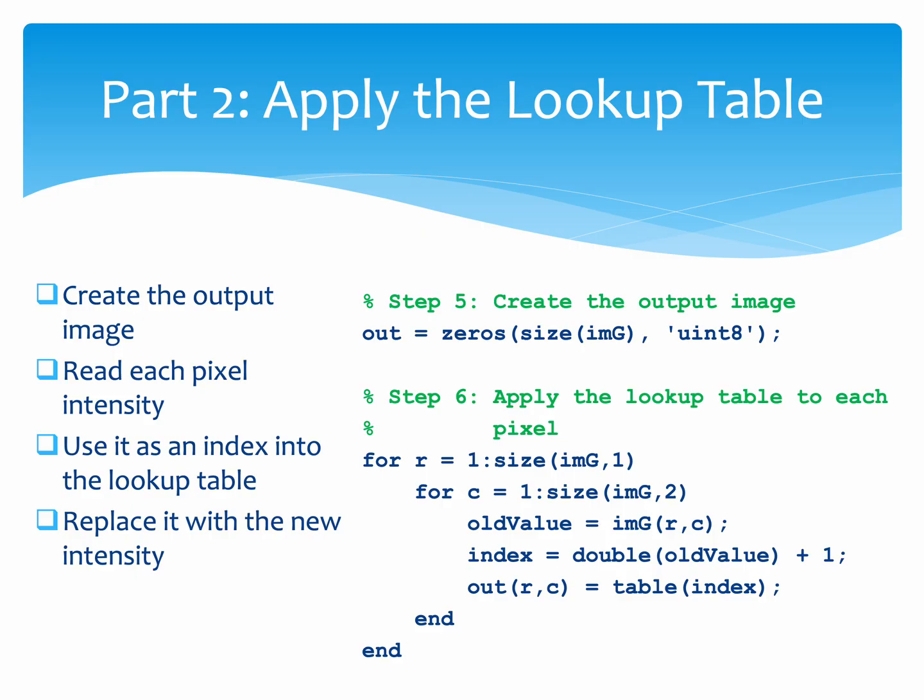So, double(old_value) + 1 allows us to correctly use the original pixel value as an index into the lookup table. Then, we use that index to find the new intensity value from the lookup table. Finally, we store the new value in the corresponding position of the output image. In this way, we apply the same transformation to every pixel in the image and generate the equalized image.